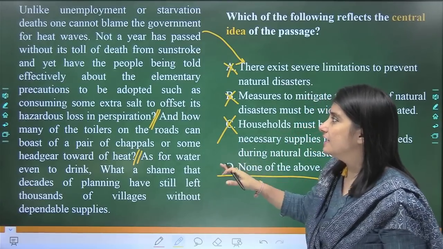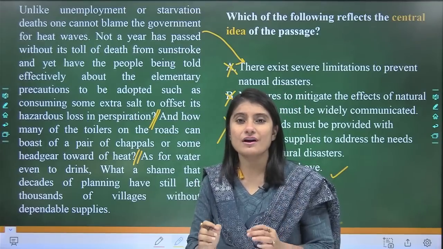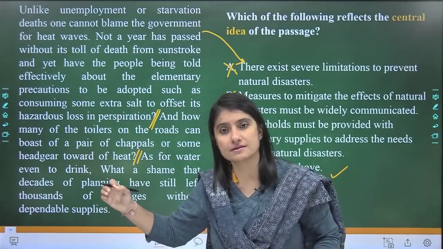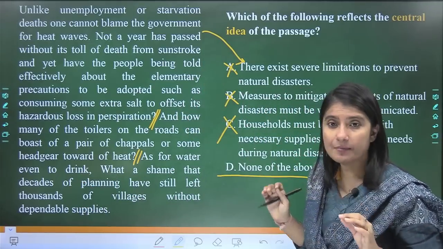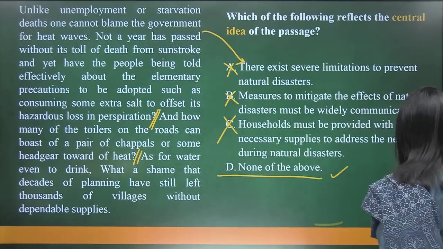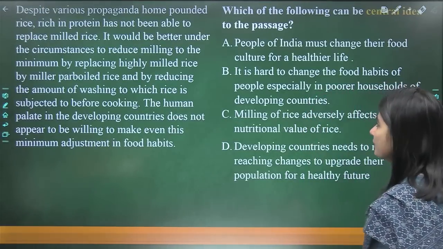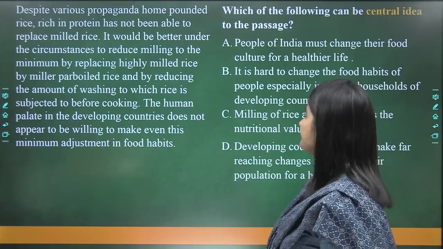The central idea to the passage could be that people need to be more aware about taking precautions towards certain natural disasters. That's what the passage is talking about, right? Now let's go on to another question, the last one for today. Again, we are finding the central idea.